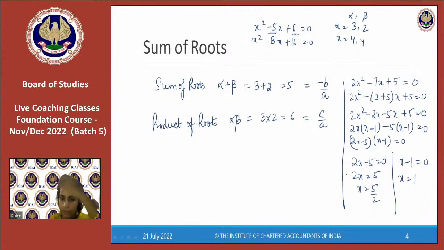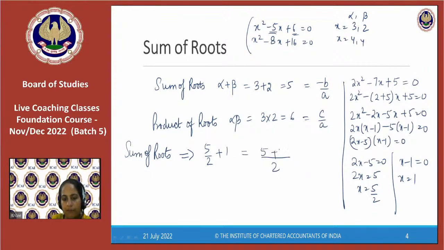Now I'll talk from here. I'll not take the older example. I'll talk about this. So when I'm saying sum of roots, it means you will be adding 5 by 2 and 1. So when you add 5 by 2 and 1, what do you get? 5 plus 2, 7 by 2. Now can you relate it with the equation? Can you see? Can you relate it to the equation?